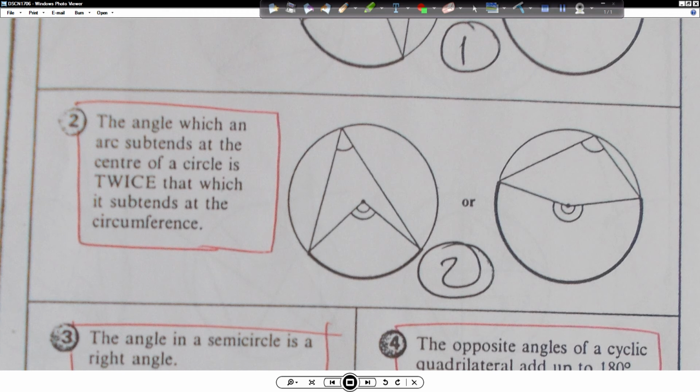The angle which an arc subtends at the center of the circle is twice that which is subtended at the circumference. Now, I know the words sound quite old school here, but that's what you need to write in the exam. That's the language that comes up in the examination mark scheme. So you need to memorize these, and the more you practice writing the questions out, the easier it'll be for you. So, the angle which an arc, here's the arc here, subtends at the center is double that which it subtends at the top. That's what it is.